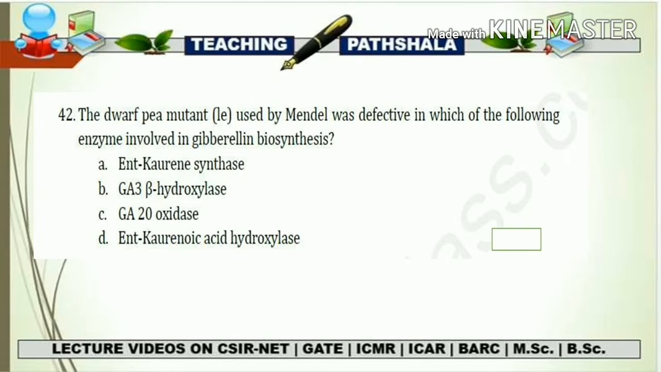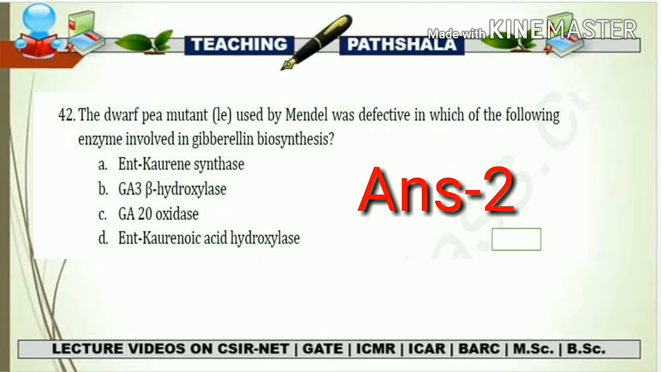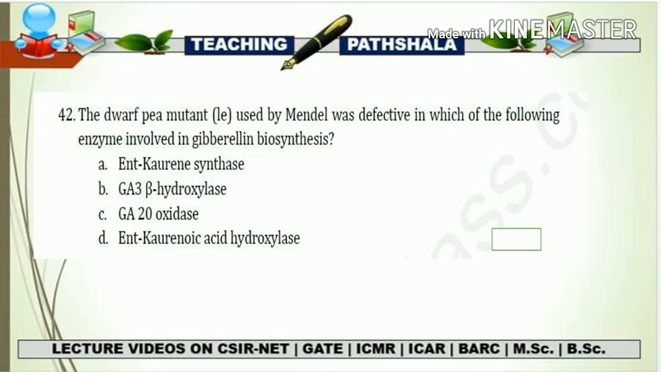This is the correct option: if there is a defect in the GA3 beta hydroxylase enzyme, the plant is going to suffer from dwarfism. In the third option, they have mentioned the GA20 oxidase. You should not get confused between the B and C options. The GA20 oxidase is only used for the conversion of GA20 to GA19, but here we are talking about the conversion of GA20 into GA1. The last option is ent-kaurenoic acid hydroxylase. This option is also wrong. So the correct answer is option number 2.